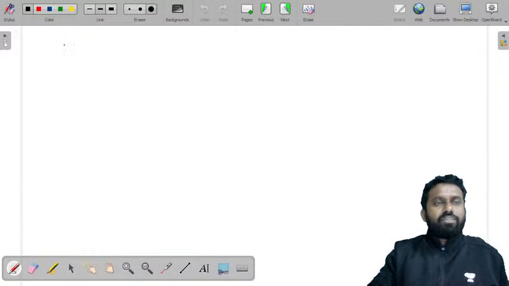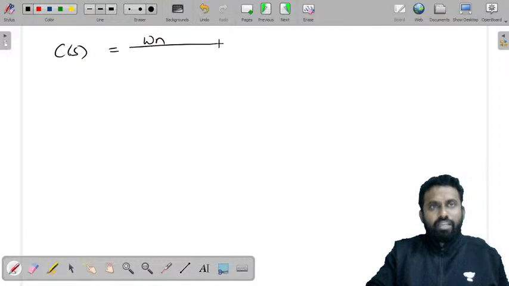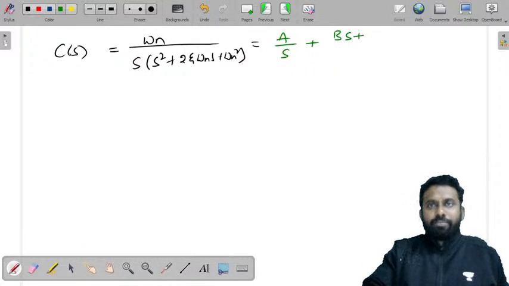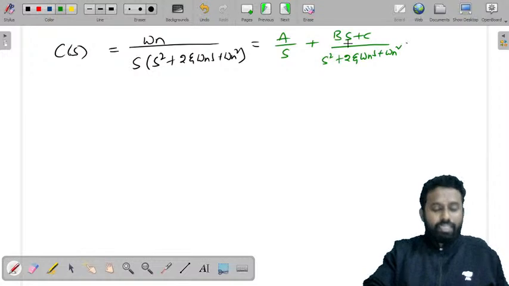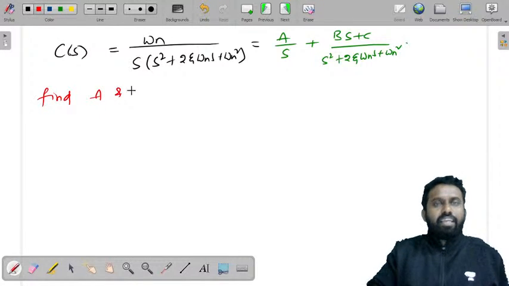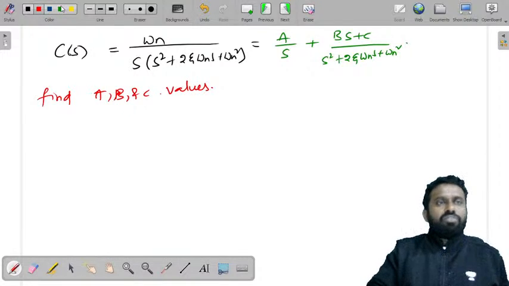So let's write C(s) is equal to omega n by s into (s square plus 2 zeta omega n s plus omega n square), which is equal to A by s plus (Bs plus C) by s square plus 2 zeta omega n s plus omega n square. Now you need to find the values of A, B and C.